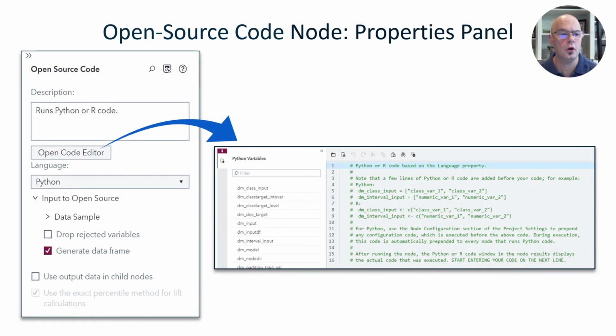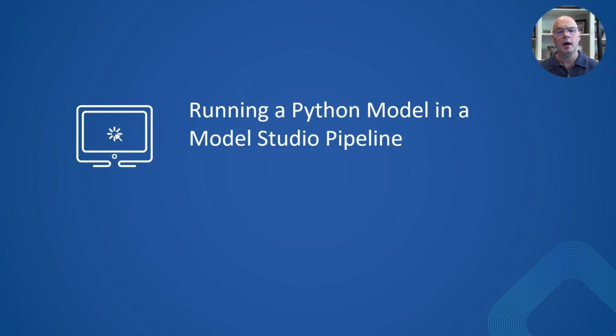The open source node is pretty straightforward. You see the properties pane on the left. In addition to selecting the language, the next most important property is the Open Code Editor button. And very similar to the SAS code node, that button actually opens up a code editor where you can import or type in your own code. Again, we'll just illustrate a Python model in this next demonstration.